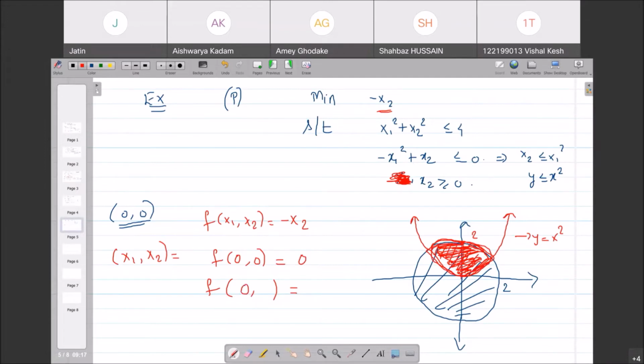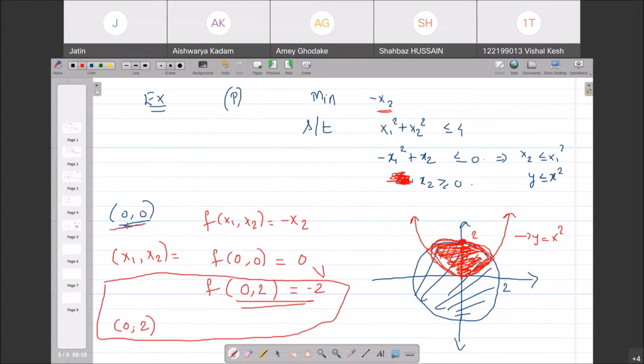Does there exist a point where the value is less than 0? If I take (0, 2), which is this point over here, what is f(0, 2)? -2. And obviously -2 is less than 0. So you can see that the optimal point is (0, 2), because at (0, 2) the value is minimum. So this is the actual answer for this problem. The minimum value is -2 at (0, 2).